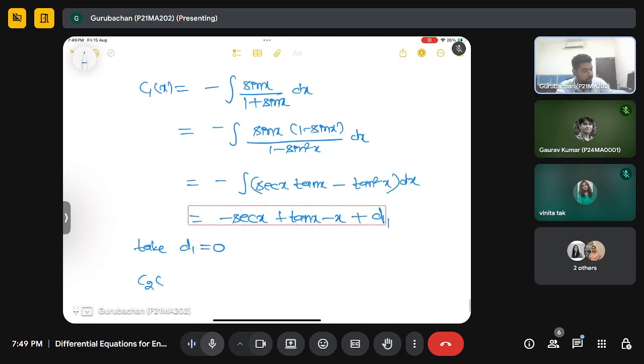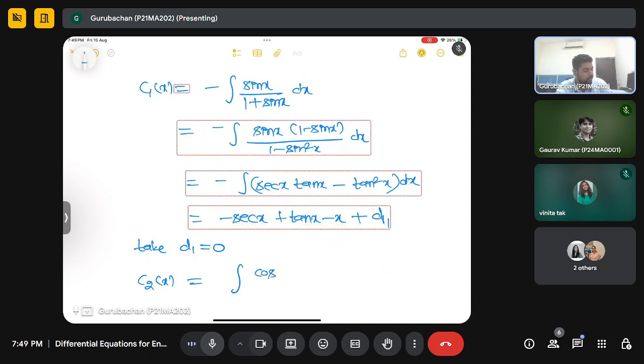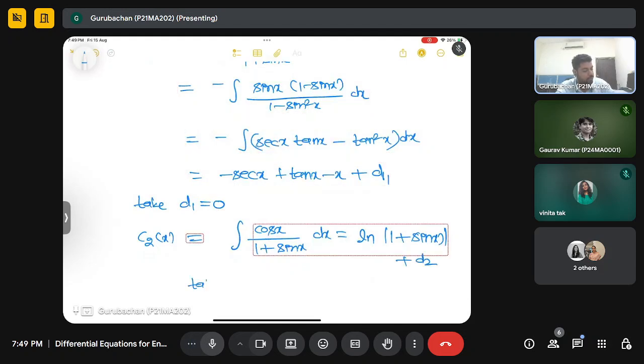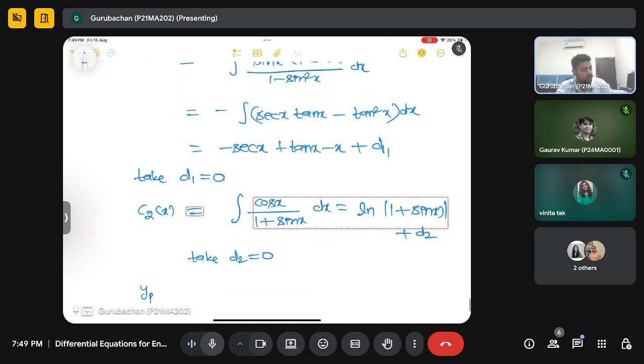Similarly, c2'(x) will be y1(x) f(x) by the Wronskian, that is cos x, and f(x) is 1 by 1 plus sin x, and the Wronskian was 1. So cos x is the differentiation of this denominator, so it will be nothing but ln mod of 1 plus sin x. Okay, now with some d2, again we will take d2 to be 0 since we need the particular solution. So what will be your particular solution?